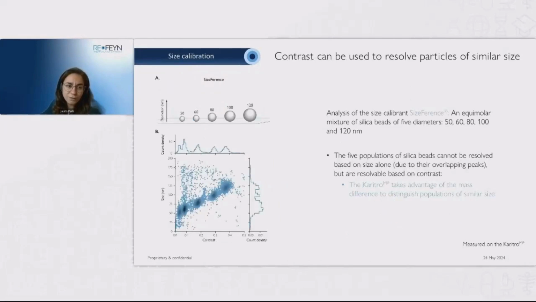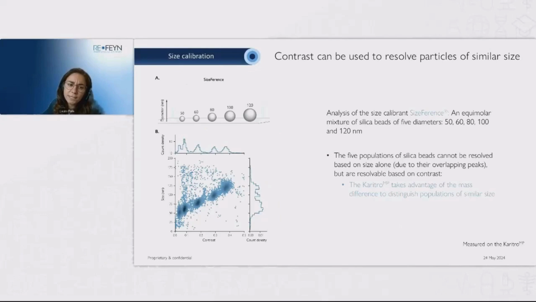And I'd like to emphasize this unique capability by looking at this data set in here, where we are measuring our size calibrant called sizeferns. This is a mixture of silica beads of different sizes, ranging from 50 nanometers to 120 nanometer diameter. So what we do is we mix them in an equimolar mixture, and we measure them with the KaritroMP.